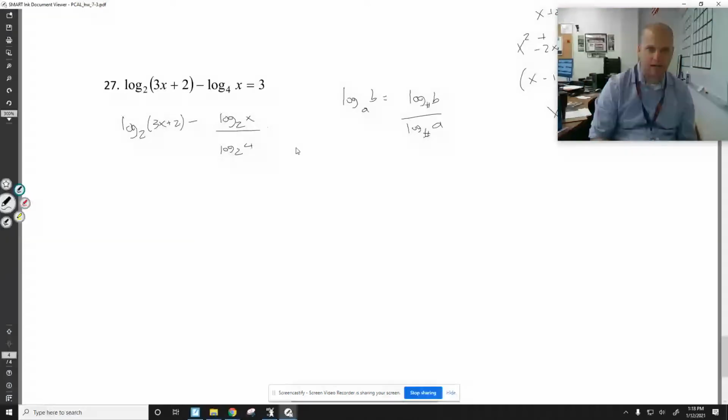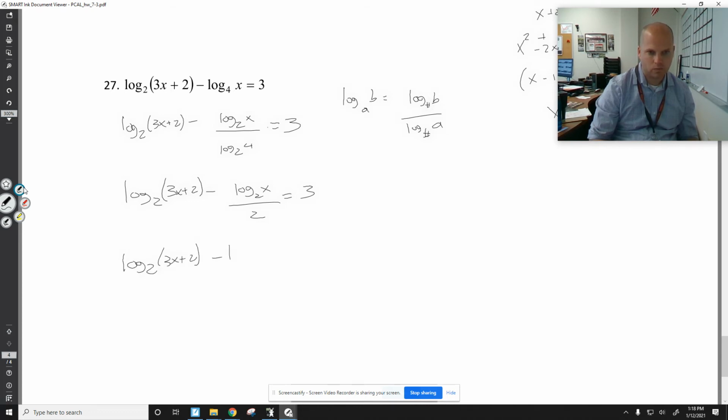We can go through this entire process, but we can skip some because we just did it for the last one, though it's good to show where it comes from again. So I got log base 2 of 3x plus 2 minus log base 2 of x over 2, which equals 3. This becomes a 1/2. Maybe I'll just write all this out: log base 2 of 3x plus 2 minus 1/2 log base 2 of x. Move the 1/2 up.